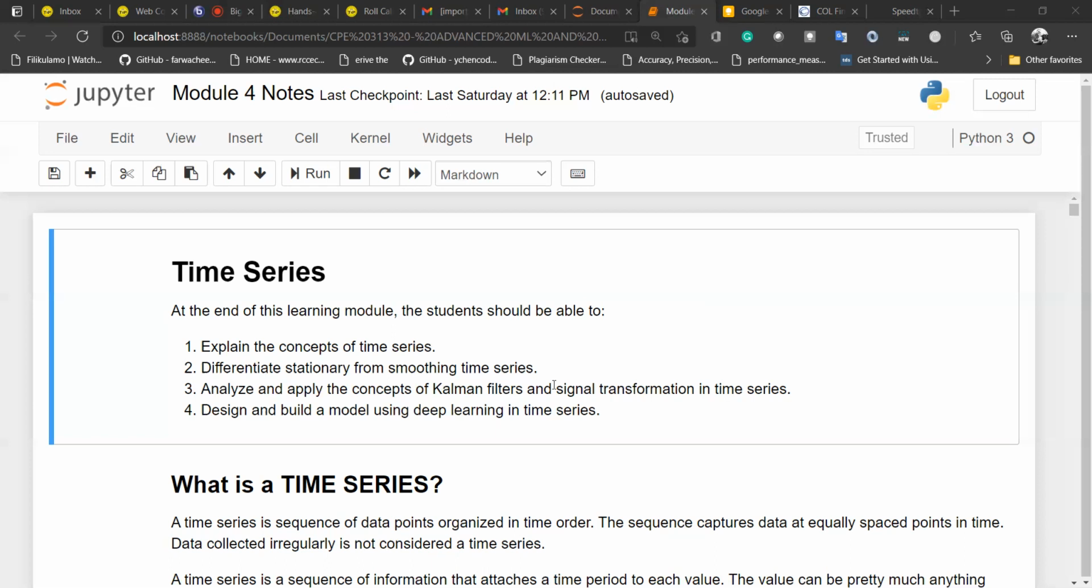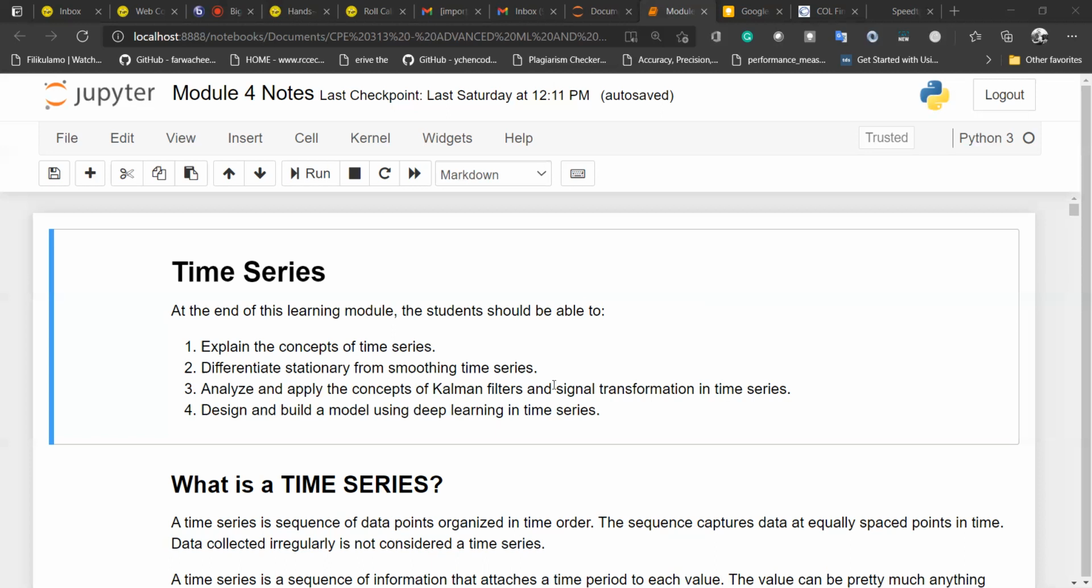Okay, let me start the lecture today. The topic today is all about time series. And at the end of this learning module, you should be able to explain the concept of time series. What is time series? What does it do? How to manipulate time series, what are the different types of time series. So how are we going to train, using deep learning, the time series that we have.